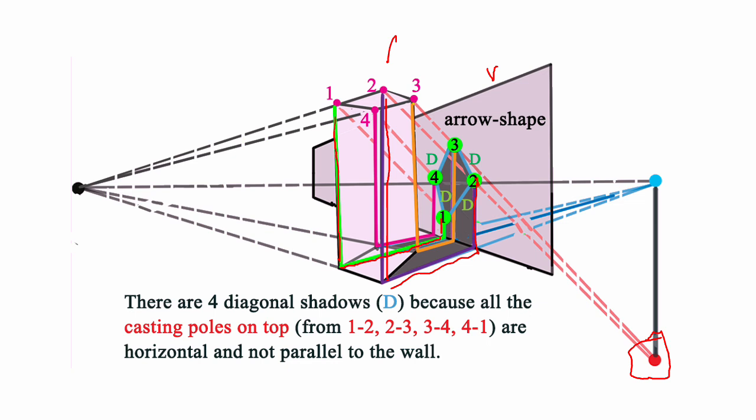And what you see is that all 4 of these top poles form diagonal shadows. You can see going from 1 to 2 is diagonal, 2 to 3 is diagonal, 3 to 4 is diagonal, and 4 to 1 is diagonal. And that's because these poles are not parallel to the vertical wall. And you get a typical arrow shape.